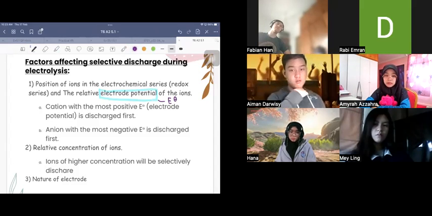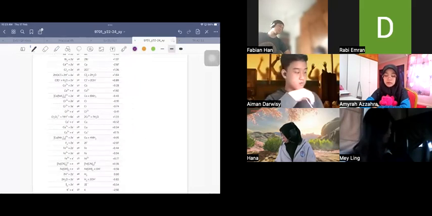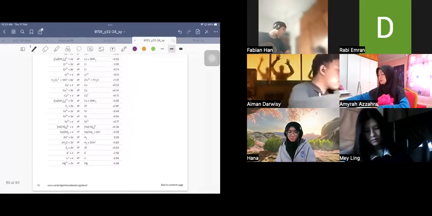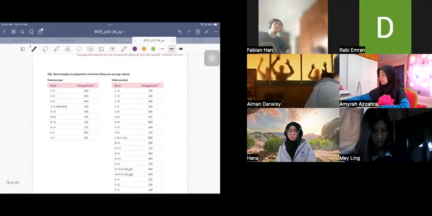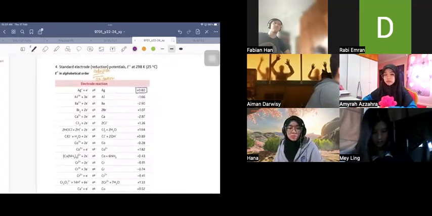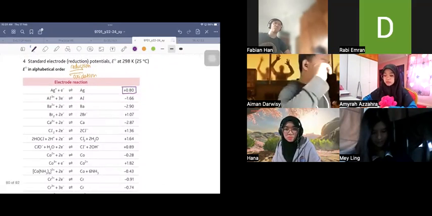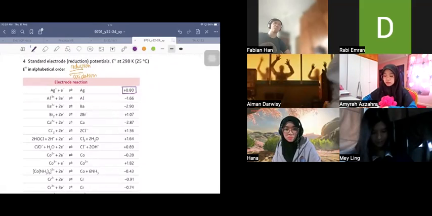Okay. Now, if you have your data booklet near you, can you please take them? Your E note values would be on page 78. Okay. So I want you to be familiar with this data and how you read them. Okay, so if you have your data booklet, or if you have a soft copy of the data booklet, that's fine too.